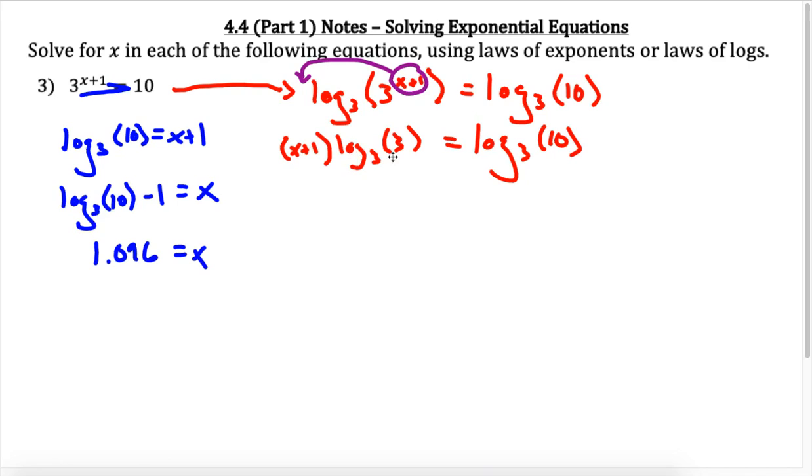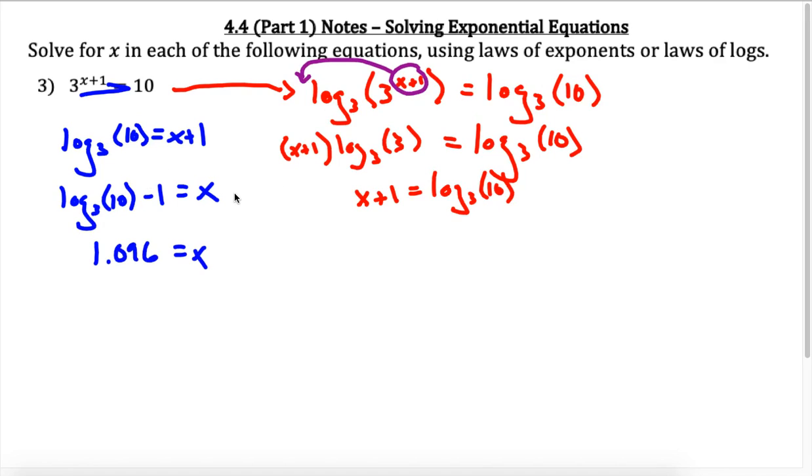Now, log base 3 of 3, this is saying 3 to what power equals 3? That would just be 1. So this whole thing, log base 3 of 3 is equal to 1. And we just get x plus 1 equals log base 3 of 10. Okay? And then that's where we ended up starting this problem, right? We would just solve from there for x. Okay? But this is the math behind why this works. Okay? Rewriting this as a logarithm.